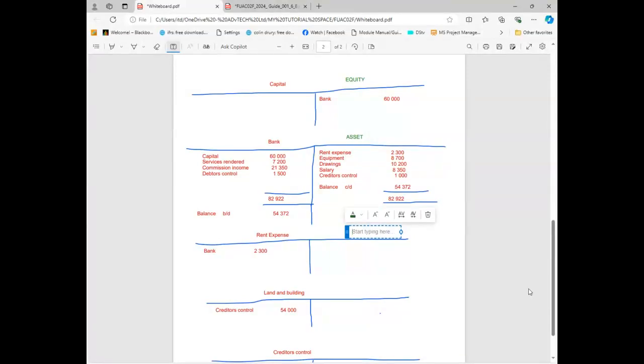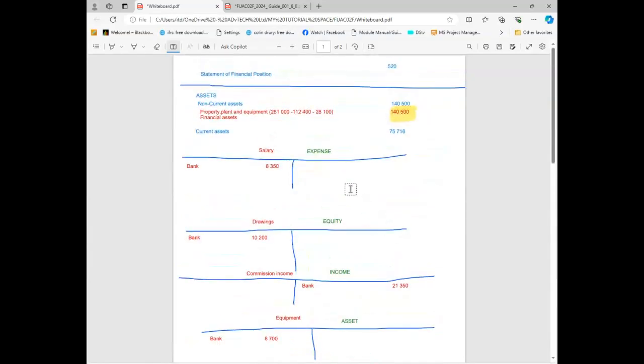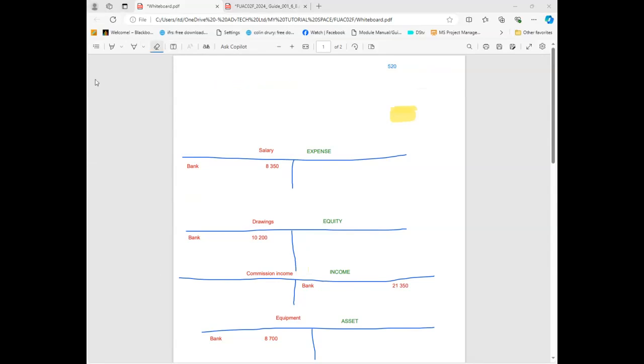Rent expense. Expense. Land and building. Asset. Creditors control. Liability. Finished now. So this will help us a lot. So after doing this, it means we can easily come and draw what we call the statement of financial position. Are you with me, guys?